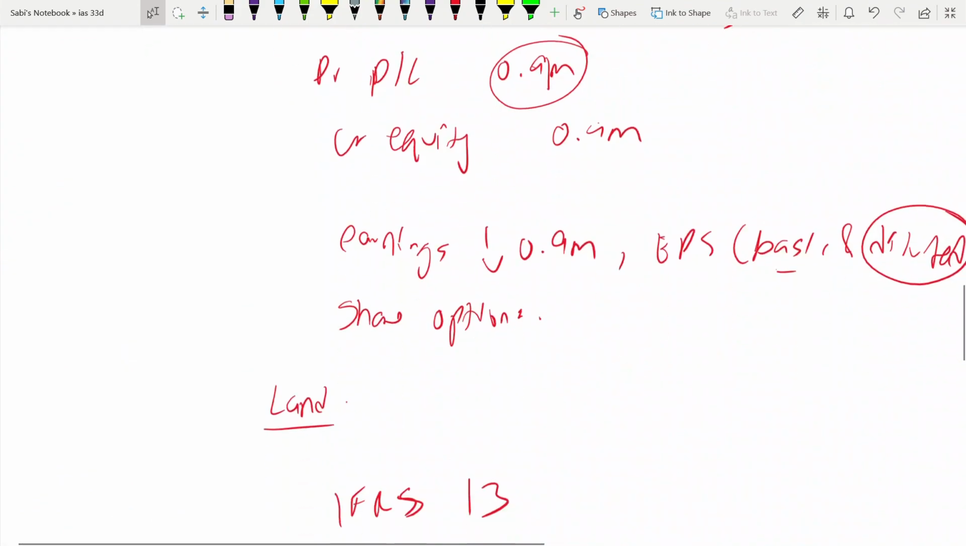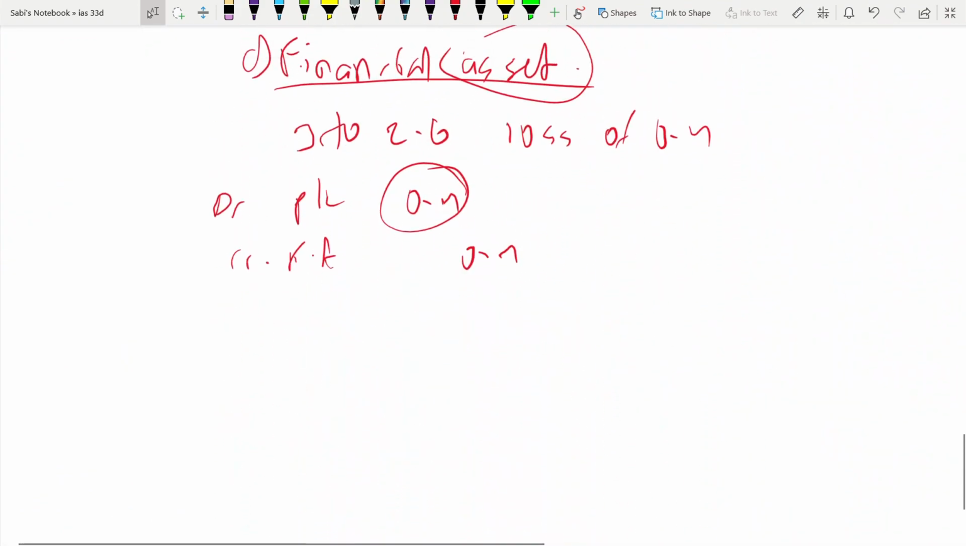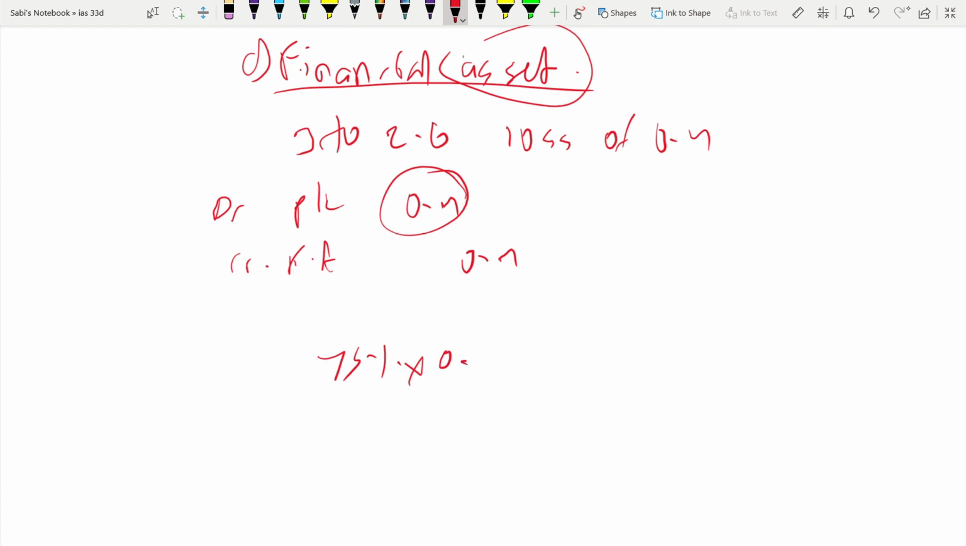So when you're taking this 0.4, entirely 0.4 you cannot recognize. You have to take 75% of that 0.4 in the consolidated financial statement, which will be equal to 0.3. This 0.3 is attributable to the parent, 0.1 is to the NCI. We are focused on the parent part. So this reduces your earnings, and basic and diluted EPS both will go down. Right? That's it. So now we'll be summarizing IAS 33.